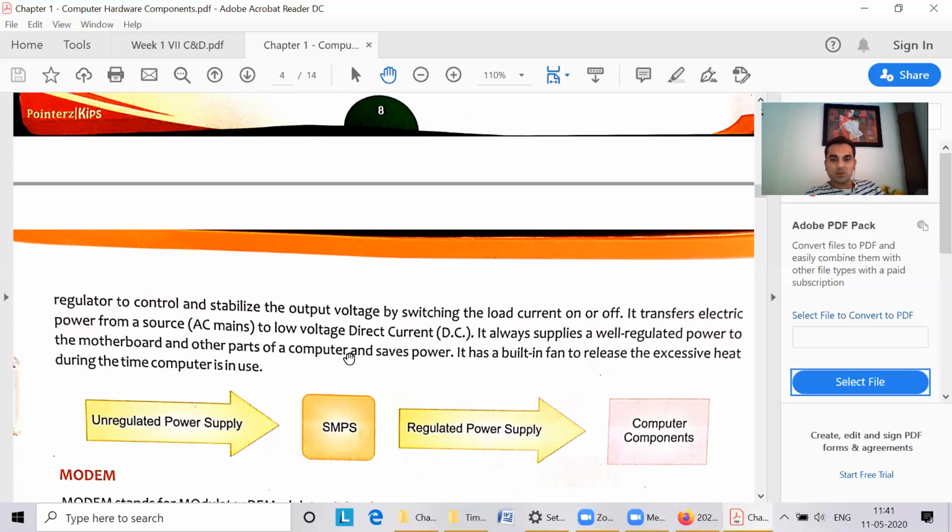So what it does, it always gives regulated power, means regular power, to the motherboard and other parts of the computer. It saves power also. And it has a built-in fan to release excessive heat during the time the computer is in use. So when the computer is in use, it means SMPS is also in use and working continuously. So to release the excessive heat in the SMPS, it contains a built-in fan.